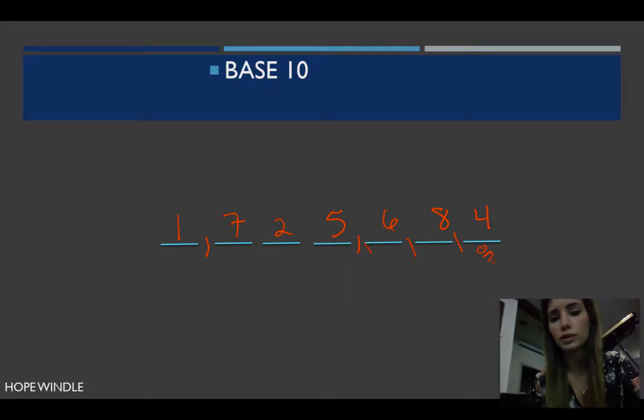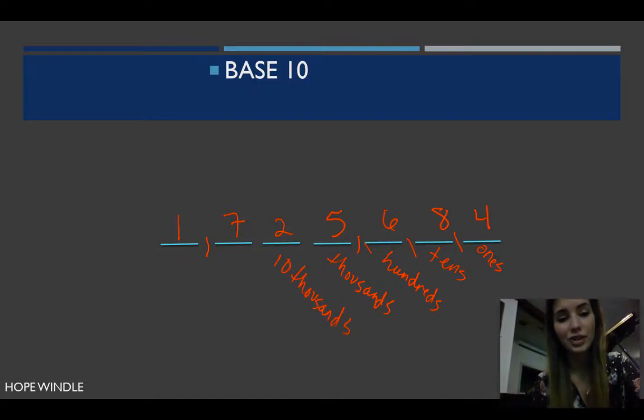Well, these place values here have a name. This is our ones position. This is our tens position, hundreds. Then it moves to thousands, 10,000s, 100,000s, and finally 1 million or millions.